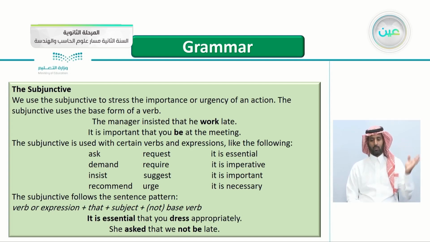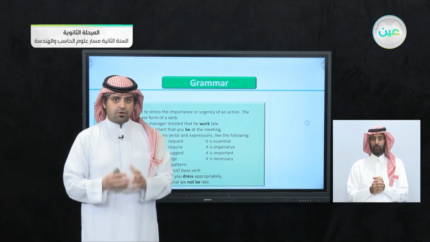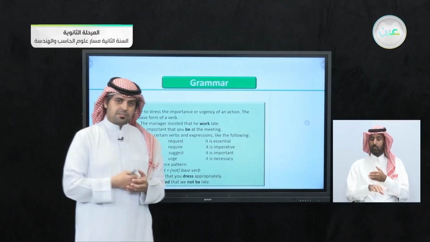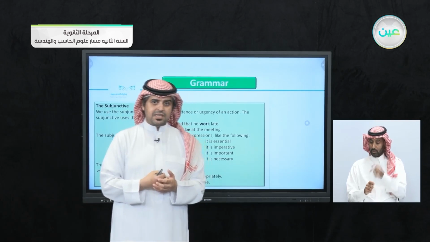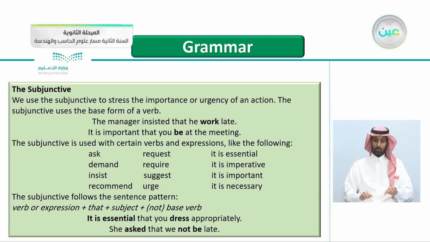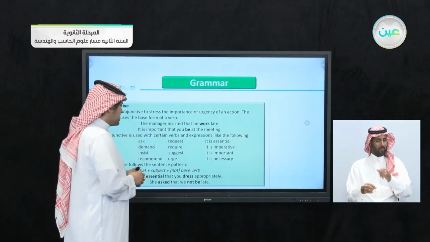The subjunctive uses the base form of a verb. When you want to put a verb, the thing that I want you to do now, use the base form. Don't add anything else. For example, the manager insisted that he work late. Insisted means that he wants me to do it now. Notice the verb work here is in the base form. We didn't add ed, we didn't add ing.